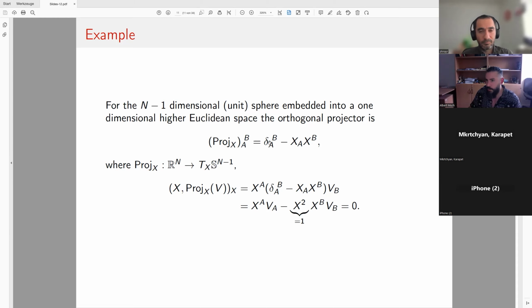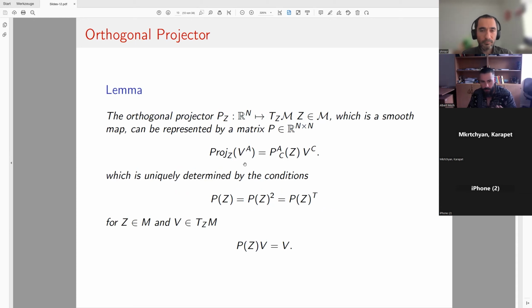For the zeta, by the way, it takes a similar form. So it's not that different. And the orthogonal projector, if you're in R^n, is just δ. So it doesn't do anything basically, because all vectors are in R^n. So the orthogonal projector is just a unit. What is important maybe here, what you can take with you, is that this projector is a matrix, and it is a smooth map. This will be needed later.